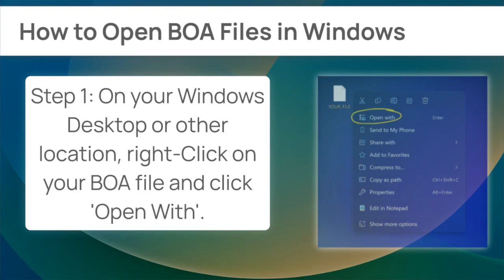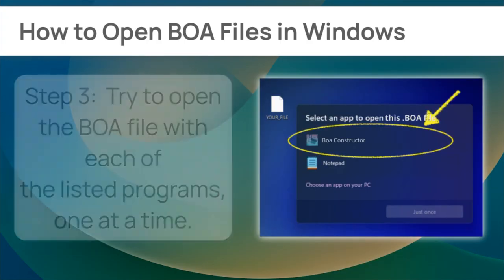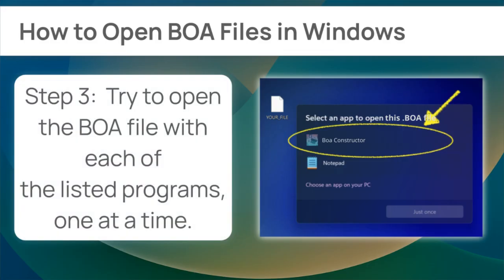Initiate the search for the correct opener. Right-click your BOA file and select Open With. Your best bet is BOA Constructor. If you see it, use it. If not, cycle through the remaining options.